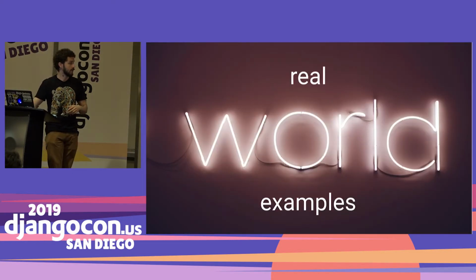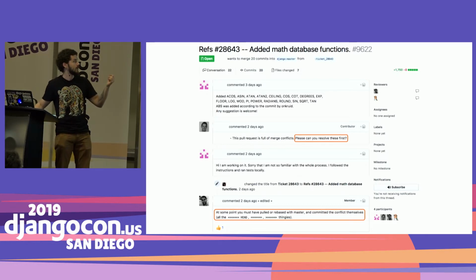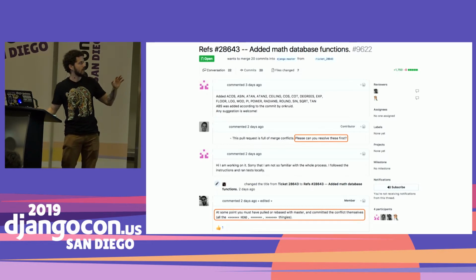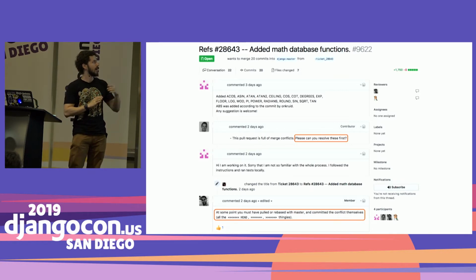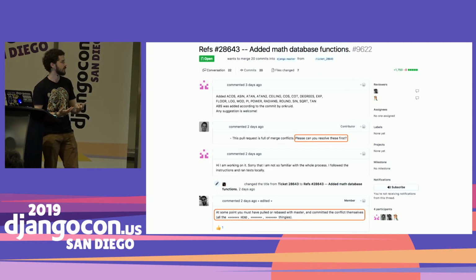And finally, some real-world examples. They are mostly from the Django repository. I'm not sure if you can read it well from there, but basically someone sent a pull request to the Django repository. The person assigned to review it said, there are some conflicts, please, can you resolve this first? So it's being as polite as possible.